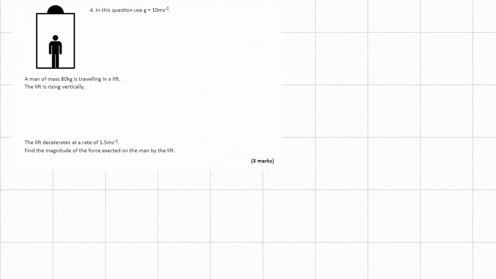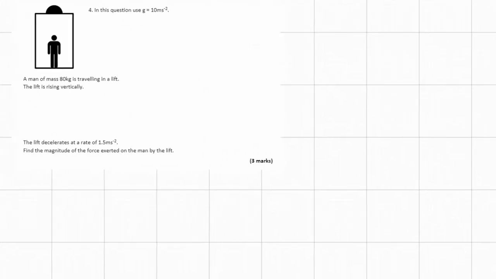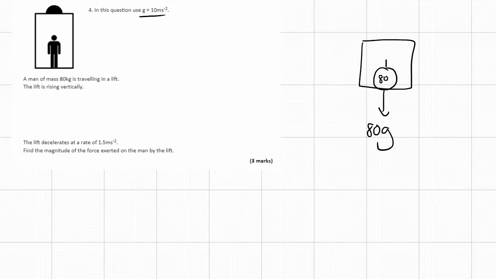And the final question. Okay, so I don't like this question because they use gravity as 10. That's a physics thing. Gravity is 9.8 in maths, and it should always be 9.8 in everything. But hey, let's go with it. We've got a lift. We've got a man, which I'm going to draw as a blob, and he is 80 kilograms. So that means he's going to have a force of 80g acting down, and he's going to have a reaction force from the lift, keeping him up.